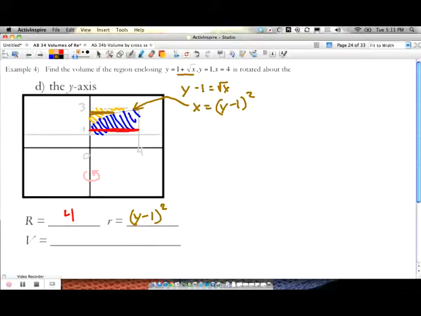Then the volume is going to be, of course, pi times big R squared minus little r squared, which is 4 squared minus the quantity y minus 1 squared. This is in dy. We're traveling in the direction of y. And notice I'm only going from 1 to 3 here. I don't really care what happens down there. So that would be our answer for that one.